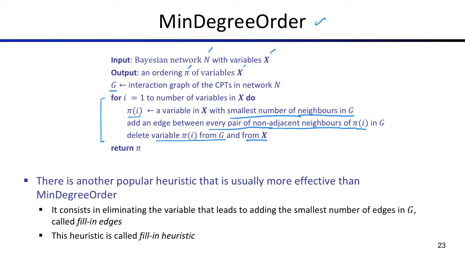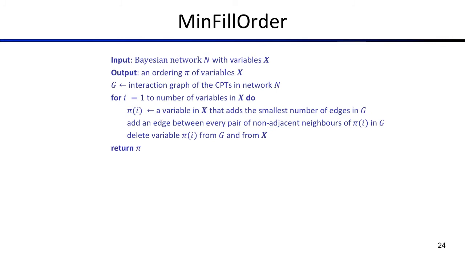And the idea of this second heuristic is that the best ordering is the one that creates the smallest number of fill-in edges. And the fill-in edges are the new edges that we create in the interaction graph as we eliminate the variables. Let's take a look at that. So the second algorithm, we call it the min fill order, right? And the idea is that I should select first the nodes that introduce the smallest number of fill-in edges.